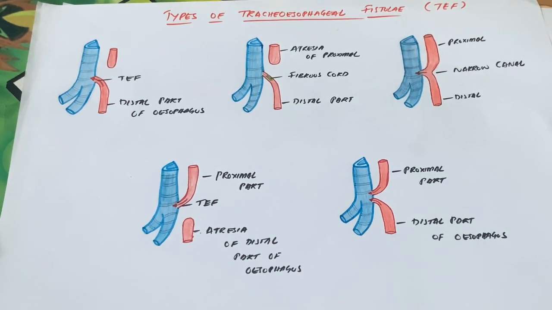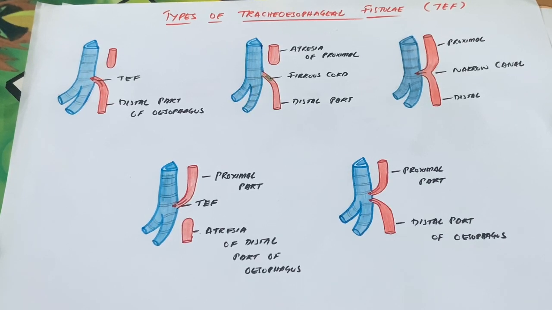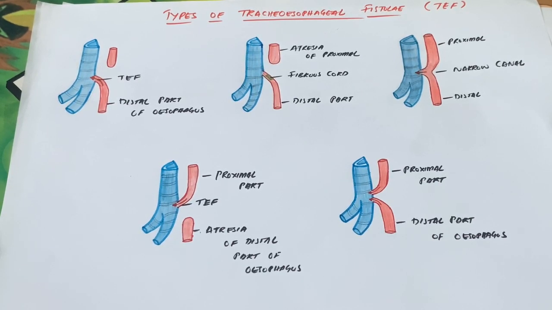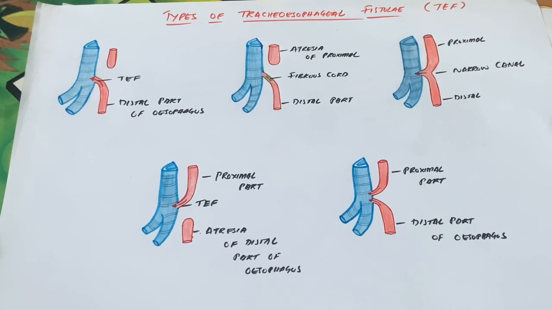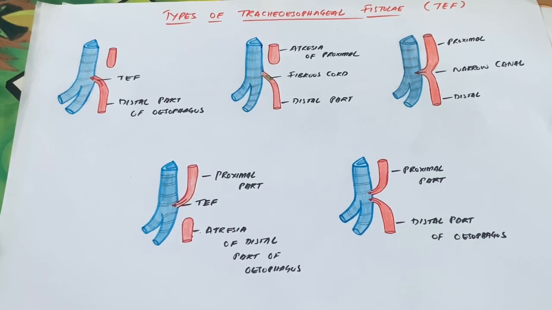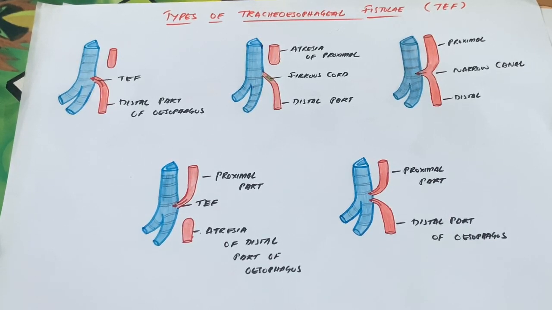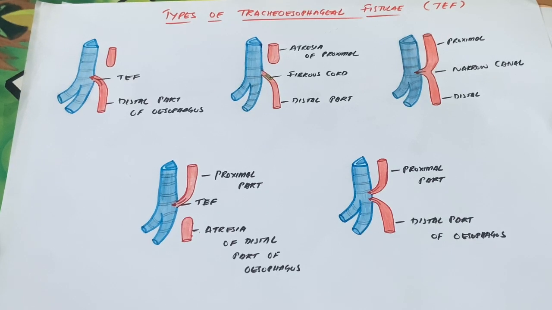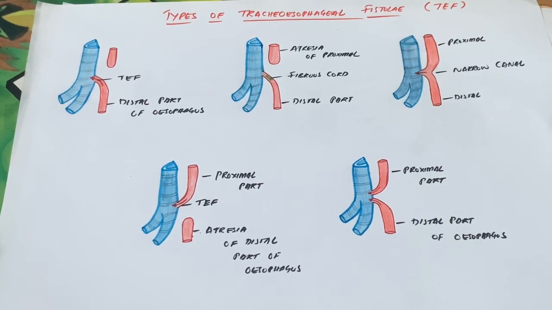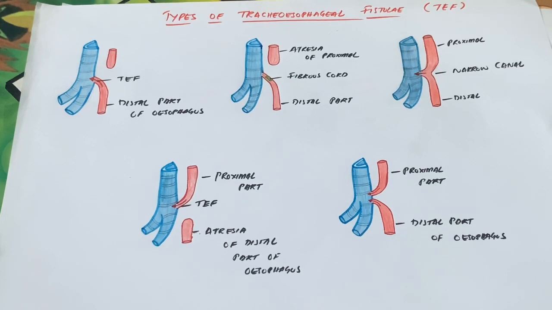Not only that, we have other things like tracheal stenosis. Stenosis means narrowing. So we have tracheal stenosis, which may be due to the anterior deviation of the tracheoesophageal septum. Next we have tracheal atresia, where atresia means obstruction. And we also have the tracheal bronchus.